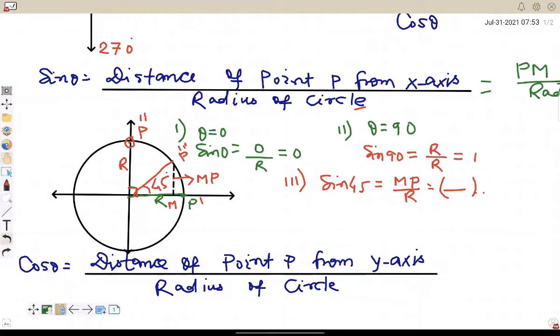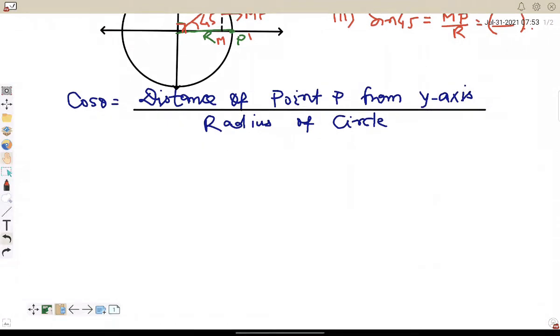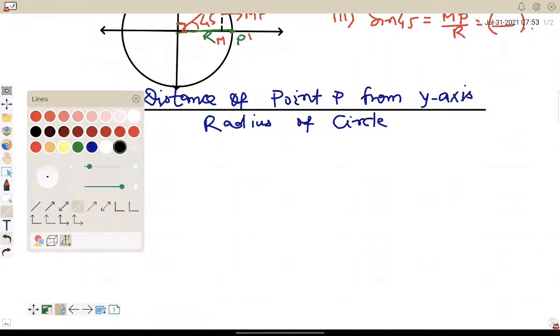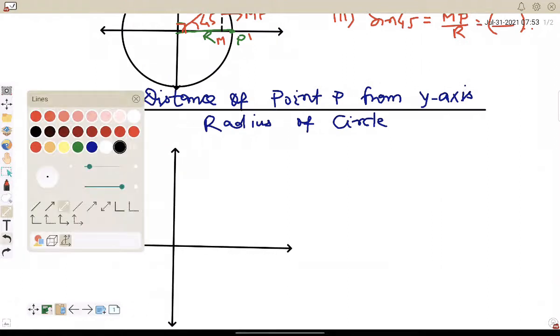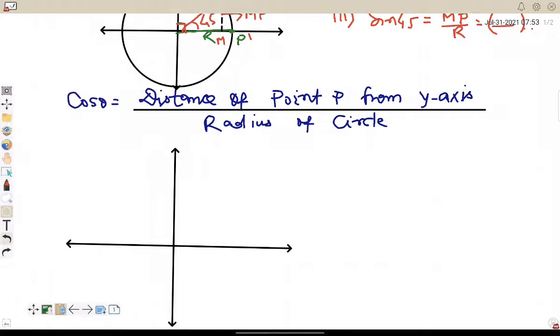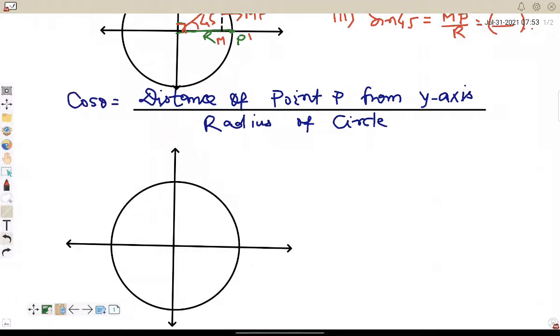Next, how can we find the value of cos theta? Again, cos theta is defined similarly to sine theta. So we first plot the circle. Let's consider this is the circle here. In this circle, we need to find the value of cos theta. So cos theta is defined as the distance of point P from the y-axis. So if we take some point here, let's say this point is P.